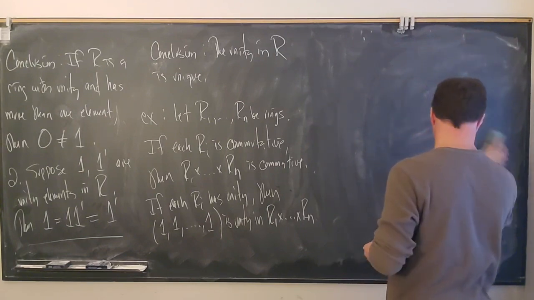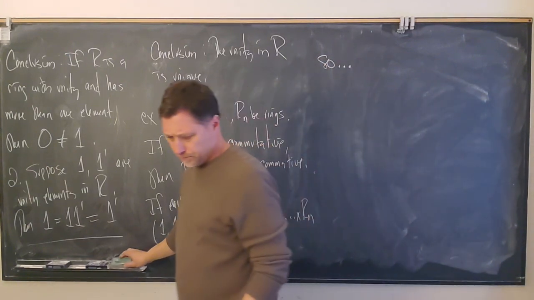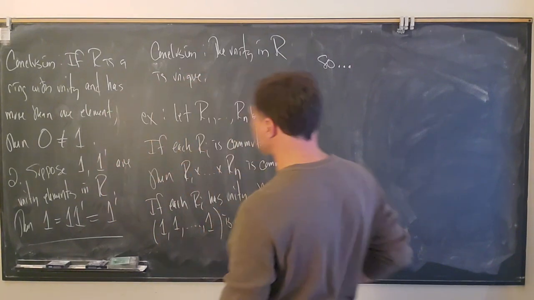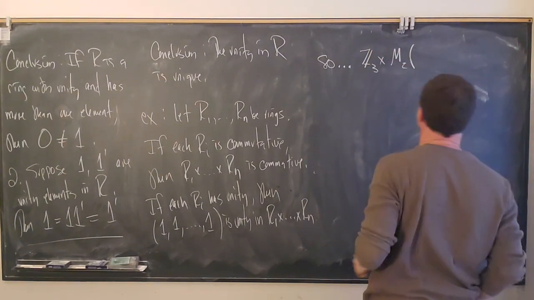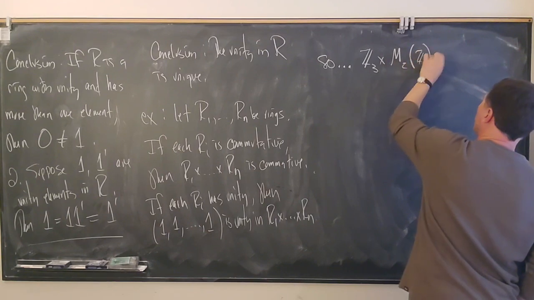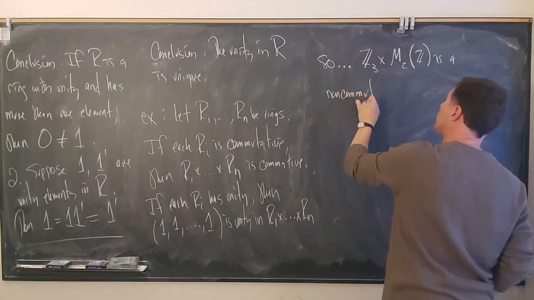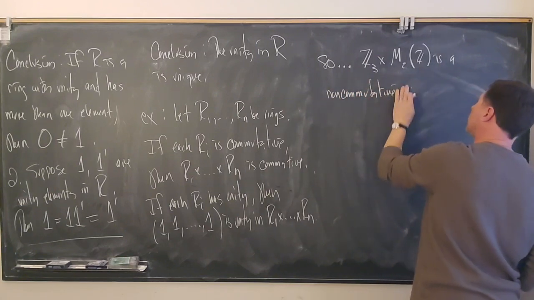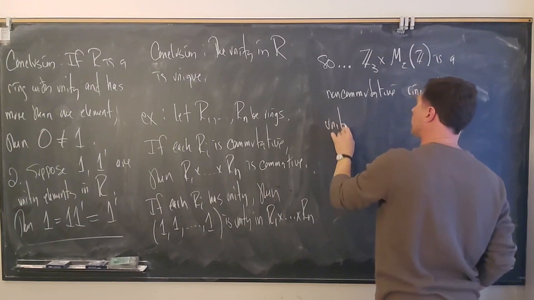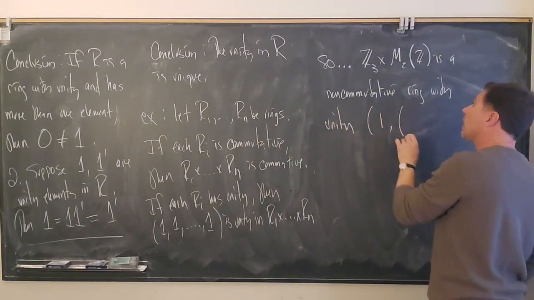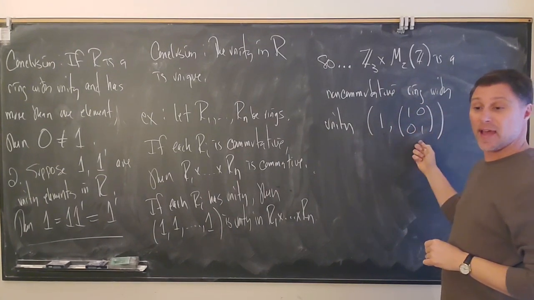So, just following up, still part of this example: Z3 cross M2(Z) is a non-commutative ring, but it does have unity, and the unity is going to be the number 1, comma, the identity matrix. That's unity in Z3, that's unity in M2(Z).